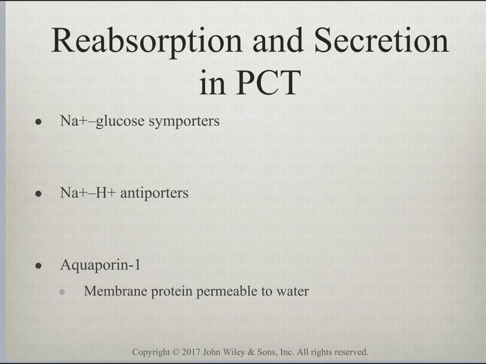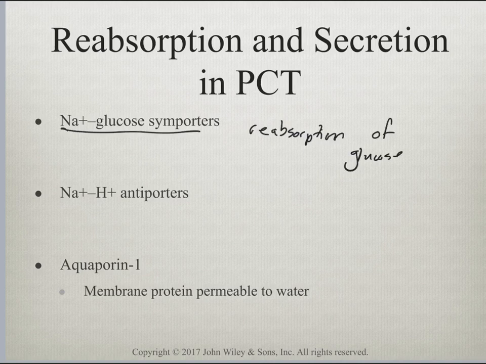So we start first with our sodium glucose symporters, or cotransporters. This is located pretty much exclusively in the proximal convoluted tubule. And again, its job is going to be responsible for the reabsorption of all that filtered glucose, okay, that just occurred at the nephron.